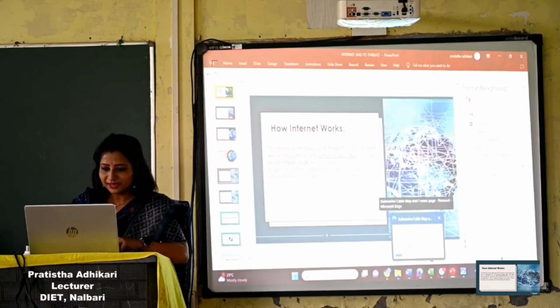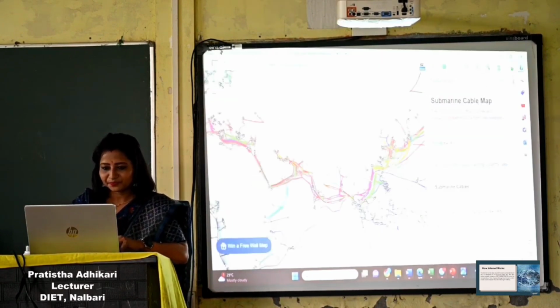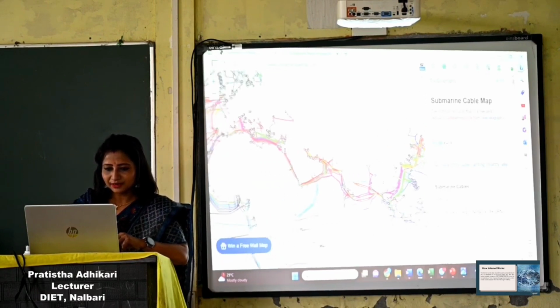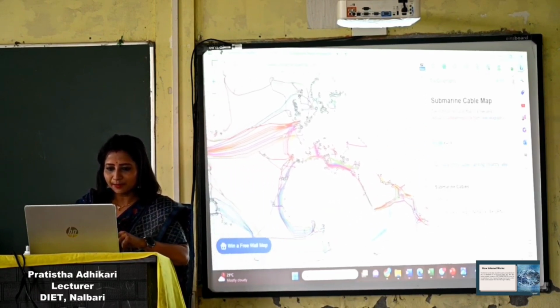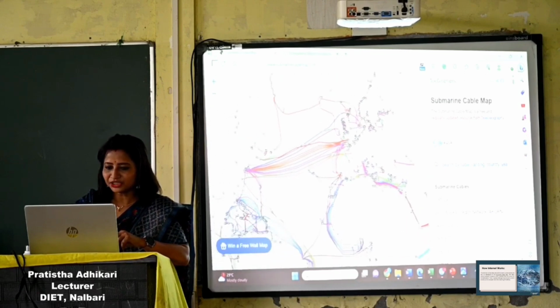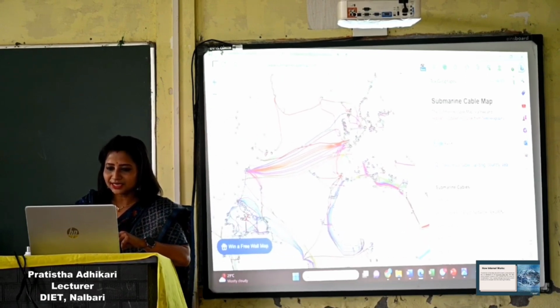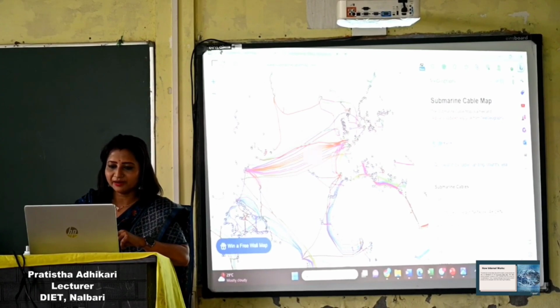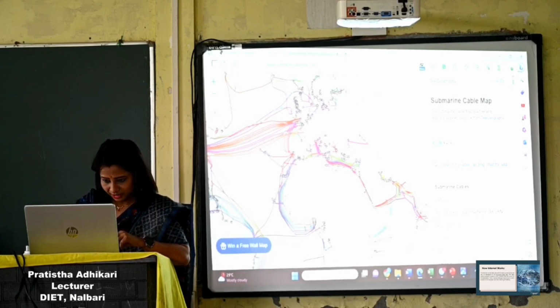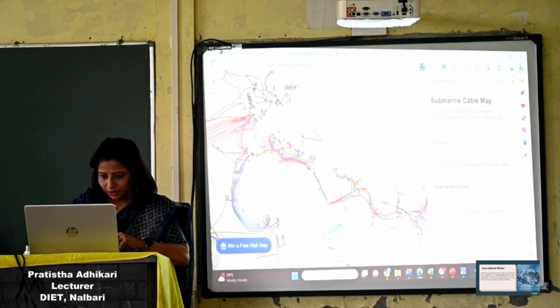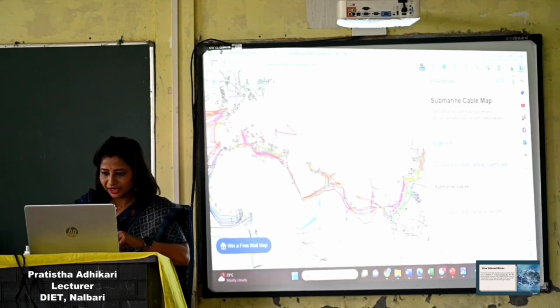So let us have a look at this submarine cable map. So this is a view of the submarine cable map where you can see the distribution of cables. These colored wires that you can see over here are the cables which are underwater or under soil, through which we can get internet. And now we can figure out our country, India. So here you can see this is India, and here it is Nepal or Pakistan.